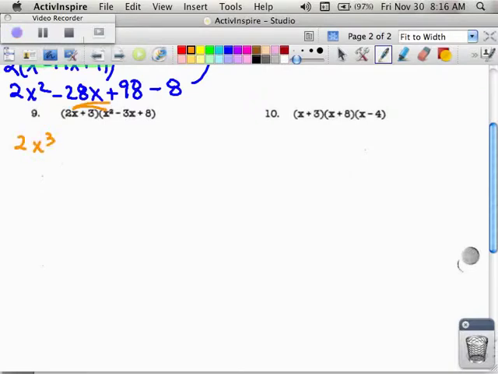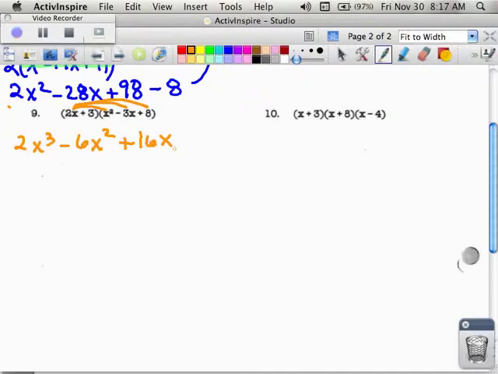I have the 2x times the minus 3x, that's minus 6x squared. I have the 2x times the, is that a positive 8? Yeah, positive 8. So that's 16x. Notice that I've taken now that first term, 2x, and I've multiplied it by every single thing in the second parentheses. But I haven't done the 3 yet. I'm going to do that next.